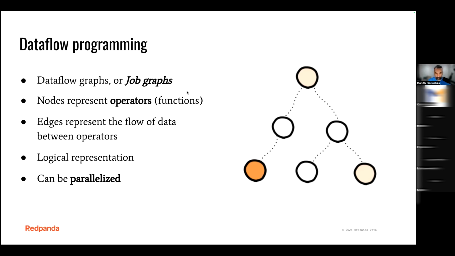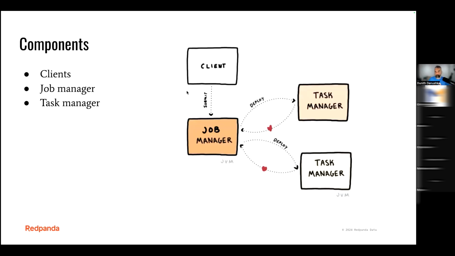Moving on. Okay, so let's try to understand what's under the hood of Flink. Basically, Flink is a complex distributed system made of two critical components, the job manager and the task manager. When we start all these components, it forms what we call a Flink cluster.